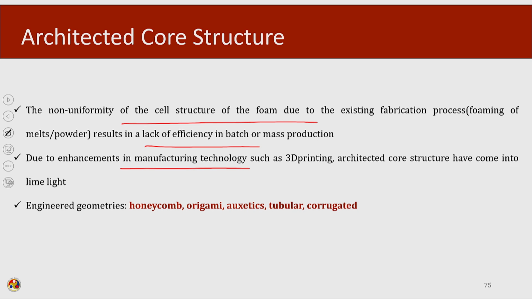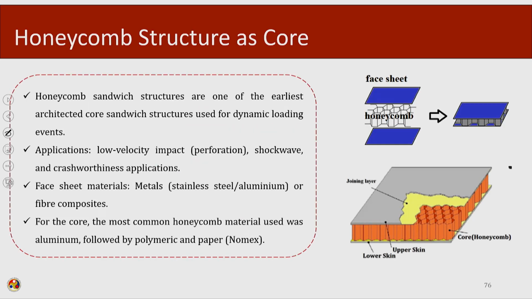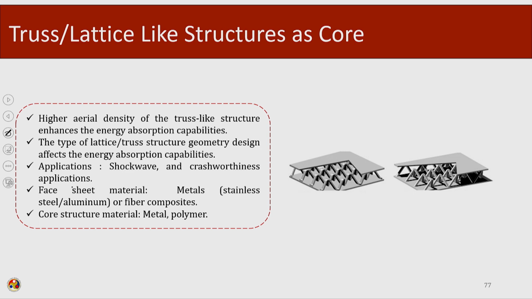They are nothing but engineered geometries. Different types of engineered geometries are being used to achieve efficient energy absorption. Lattice-like structures are being used. Due to 3D printing, we can print any configuration and use it. So, instead of a regular honeycomb geometry or any other geometry, these geometries can be printed, optimized and used for different types of applications.